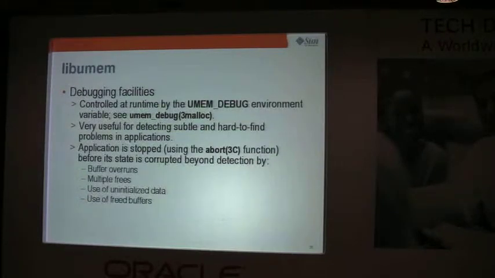With libumem and debug, you can find things like buffer overruns, multiple frees, use of uninitialized data, use of freed buffers and things like that. You can log those, and you can get debugging information out of them. So rather than getting a zigzag, if you have a buffer overrun, you abort the application. You stop the application, which means you still have the memory image of the application that you can attach a debugger to, and you can look into the application's memory.